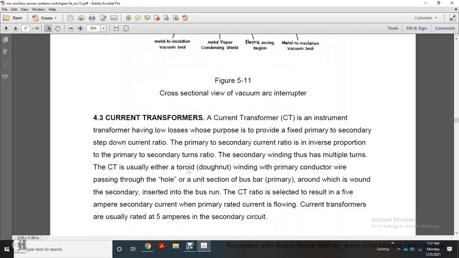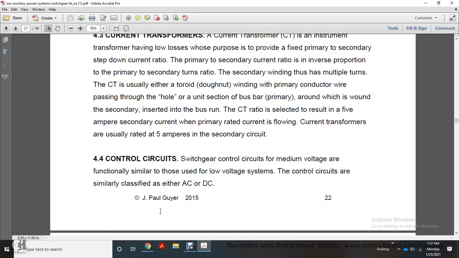Current transformers are instrument transformers having low losses, with the purpose of providing a fixed primary to secondary step-down current ratio. The primary and secondary current ratio is in inverse proportion to the primary to secondary turns ratio. The secondary winding has multiple turns. A current transformer is usually either toroidal donut type, with the primary conductor wire passing through a hole, or a bus bar primary around which is wound a secondary, inserted with the bus run. The ratio is selected to result in 5 amperes secondary current with rated primary current flowing. Current transformers are usually rated at 5 amperes in the secondary circuit.